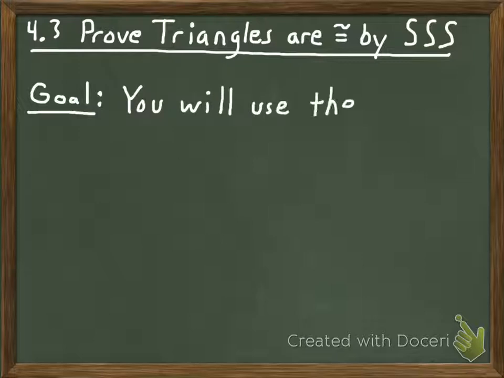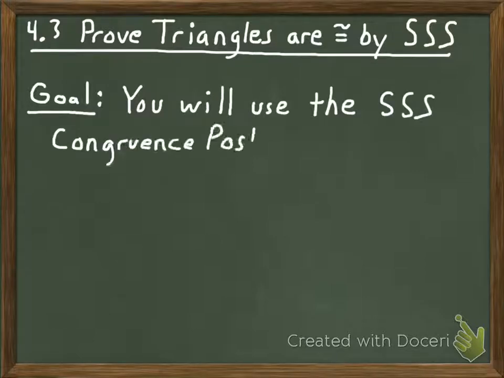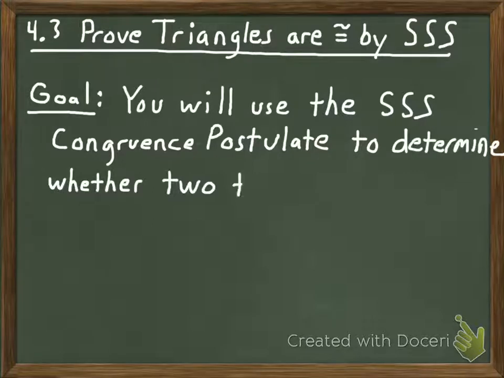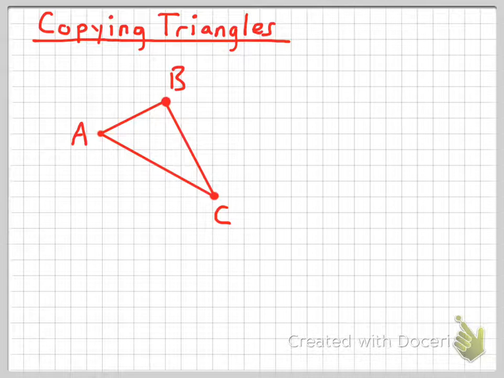Your goal in this video is that you're going to use the SSS, also known as the side-side-side congruence postulate, to determine whether two triangles are congruent to one another. Now, I want to start off by explaining a simple concept of what we're trying to accomplish over the next several sections. And I want you to look at this picture of a triangle that I've got right here in order to explain that principle to you.